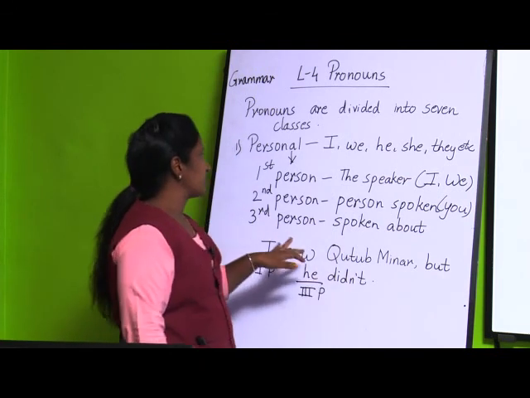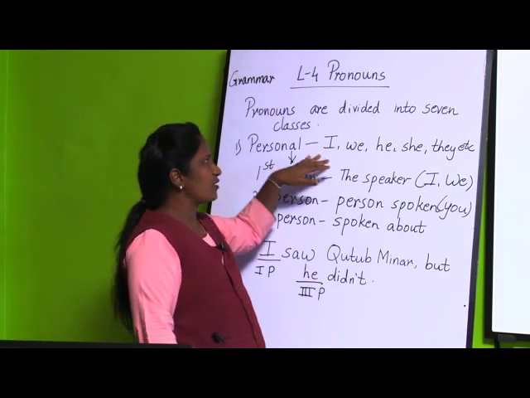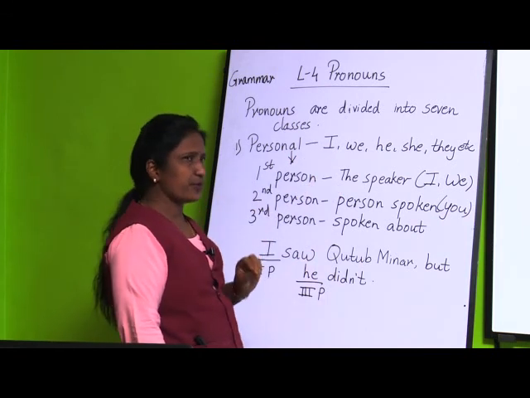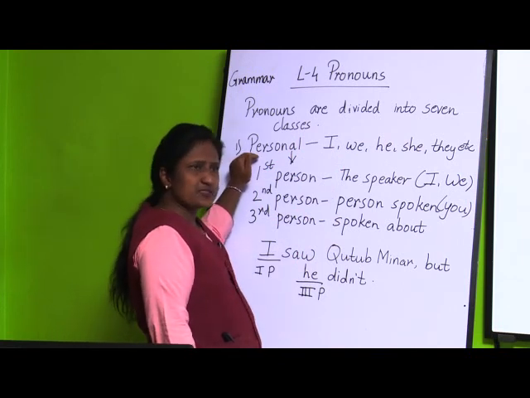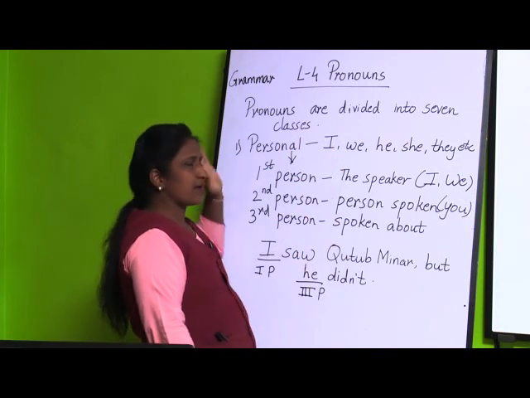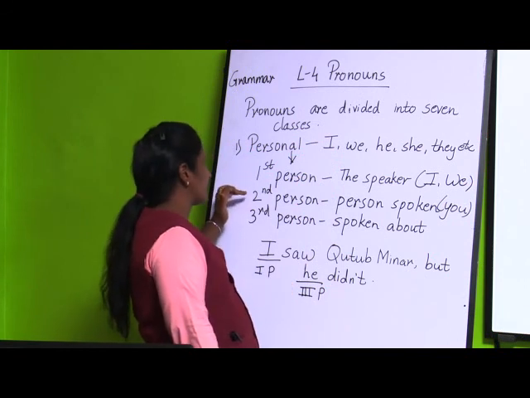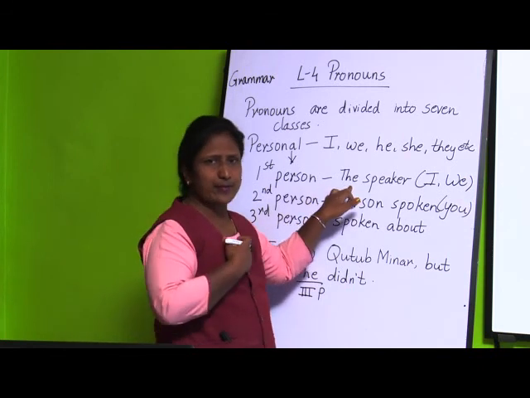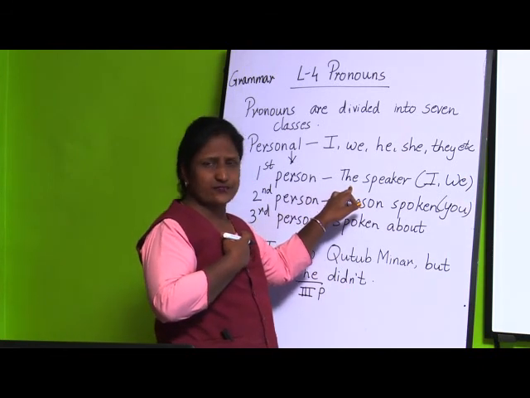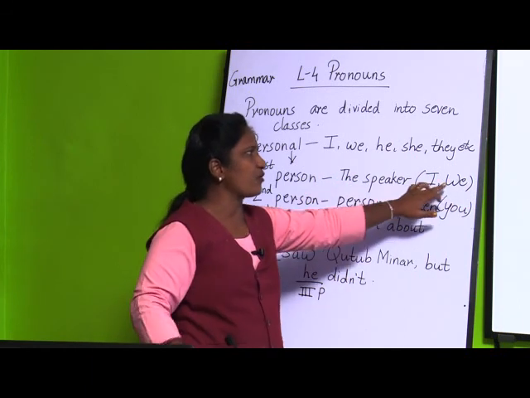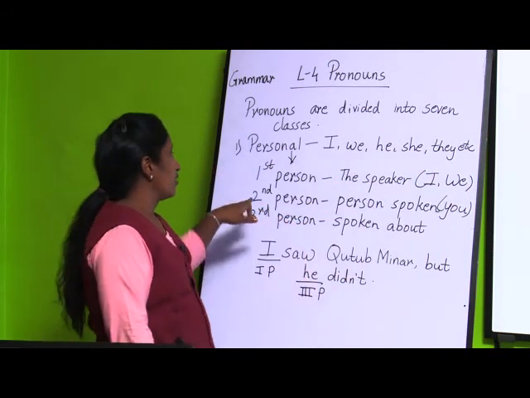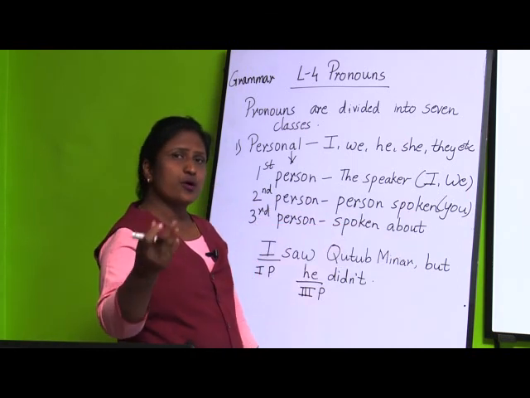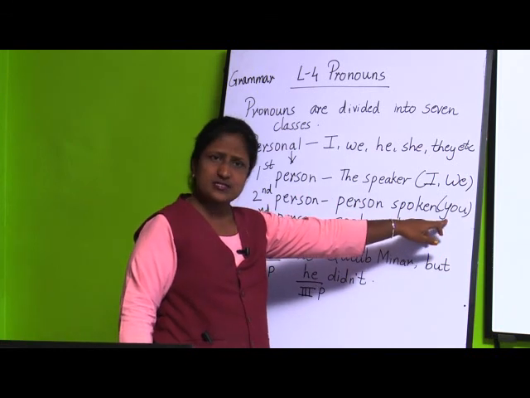So who is the first person? See, once again, personal pronoun is what? When we are talking about any person, that is called a personal pronoun. This personal pronoun is again subdivided into first person, second person and third person. So who is the first person? The speaker. Now I am talking, I am teaching here. So I am the first person, I am the speaker, I or we. These words we use. Who is the second person? The person spoken to. Now I am talking to you. So you are the second person.